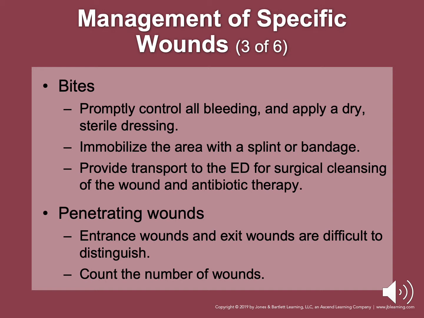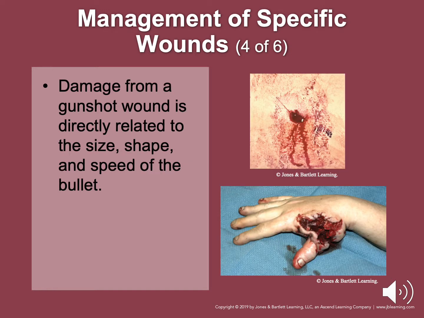All right, damage from a gunshot wound is directly related to the size, shape, and speed of the bullet. So you see this bottom picture is a small wound, possibly an entrance wound. This latter one is possibly an entrance and an exit wound all right there together. So it kind of depends on how a patient puts the weapon up to their skin.